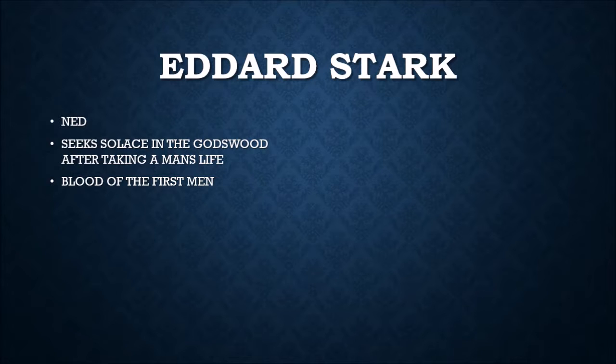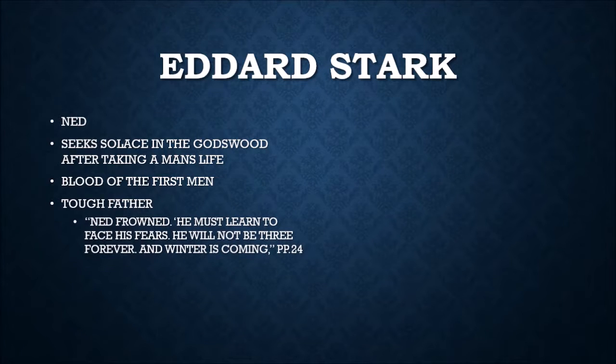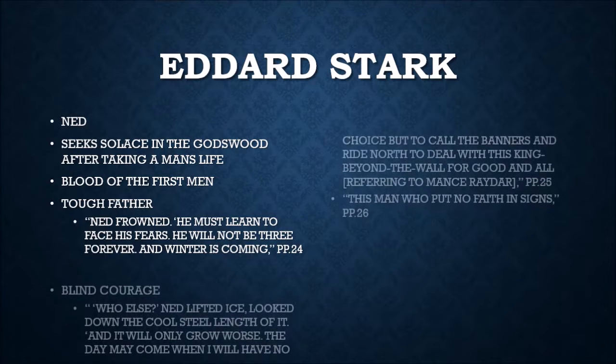We know that he has the blood of the First Men, as referenced by him being the ancestor of Brandon the Builder. We know that he's a tough father. We see his actions in the first Bran chapter, and we see his comments to Catelyn about their kids. "Ned frowned. He must learn to face his fears. He will not be 3 forever, and winter is coming." Here we see those house words in play, but we also see him being very tough on a little kid who is only 3. I don't know what 3-year-old is this tough, but he has to learn to be in this world. We also know that Ned has a blind courage.